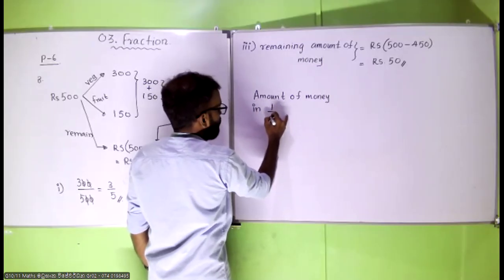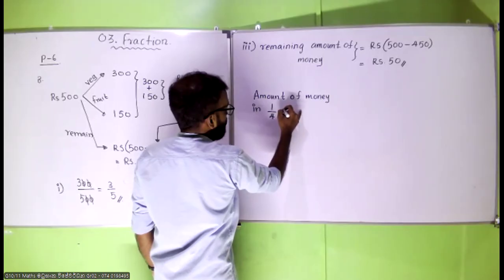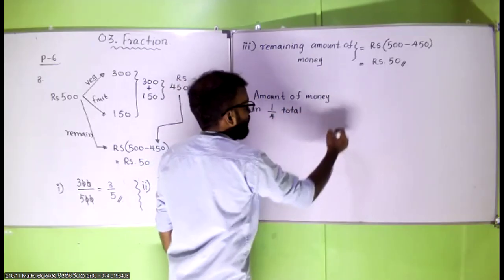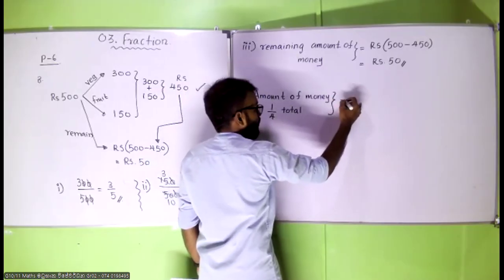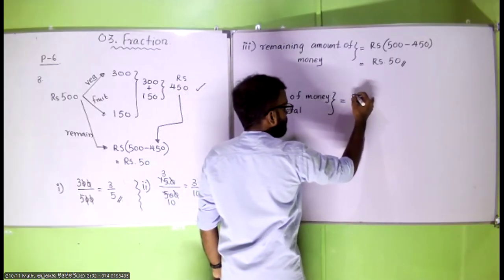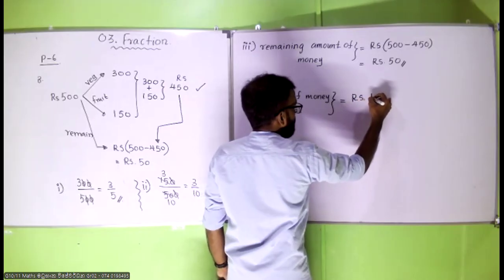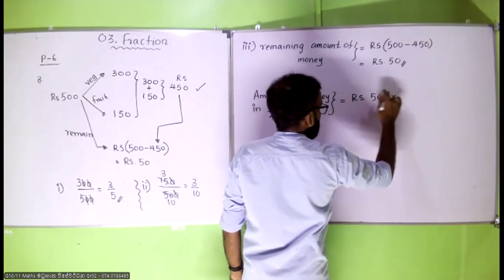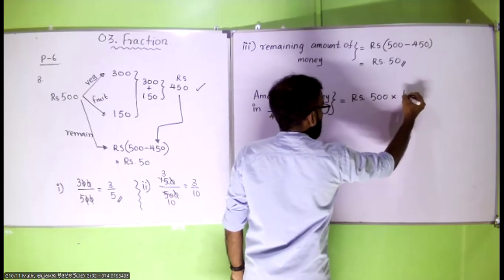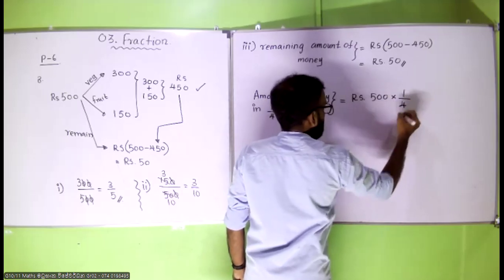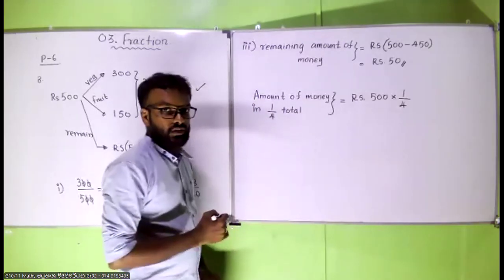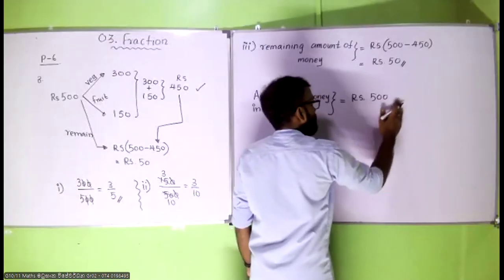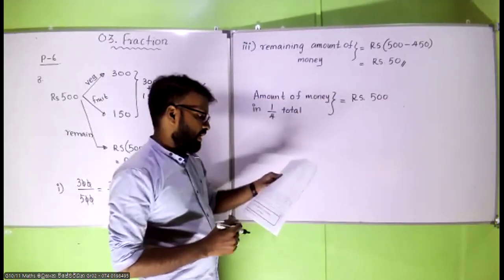In 1/4 of the total in hand, right? So we are going to find it. She had 500 rupees in her hand. So out of this 500, we have to take 1/4, right? 1/4 of 500. If you want, we can write it like this.